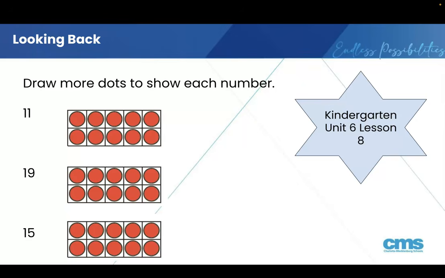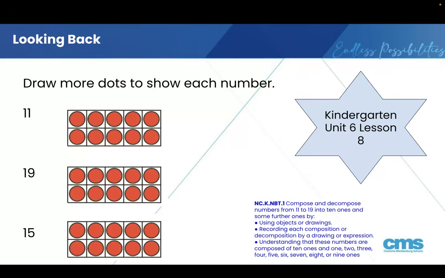In Unit 3, students built on their work from kindergarten where they composed and decomposed teen numbers with 10 ones and some more ones. They learned that 10 ones is equivalent to a unit called a 10. They also do some relating with addition and subtraction with teen numbers. The standard that this task matches up with is NCK NBT 1.